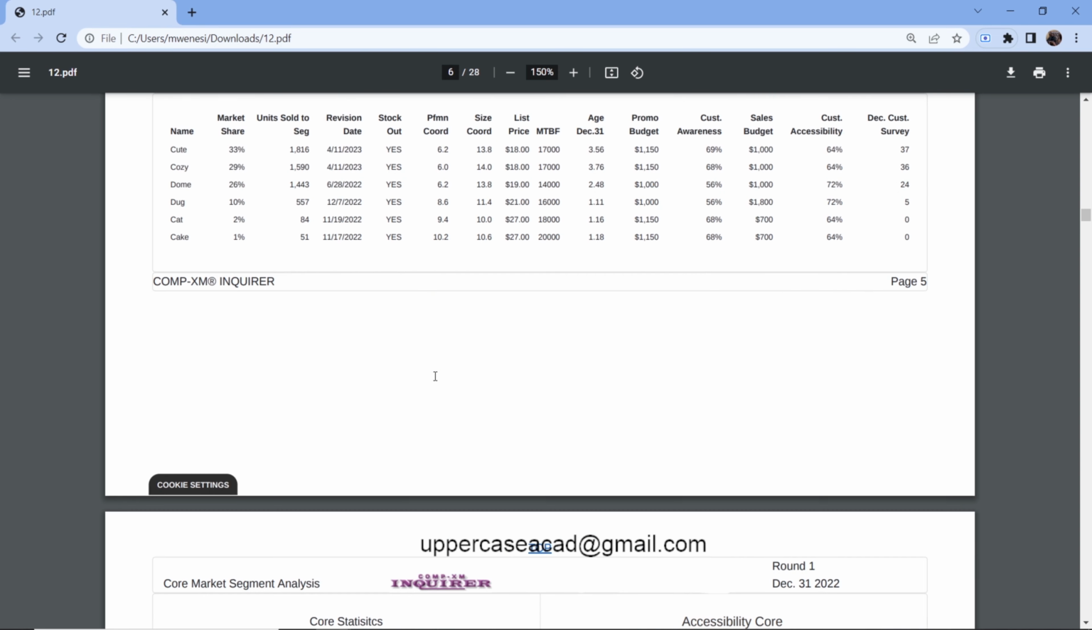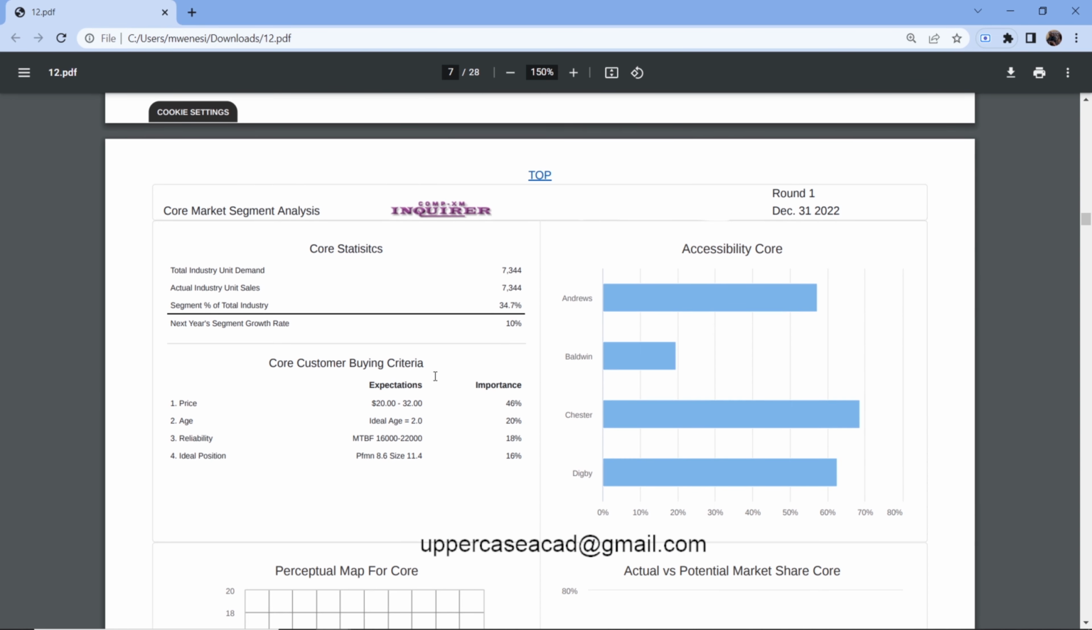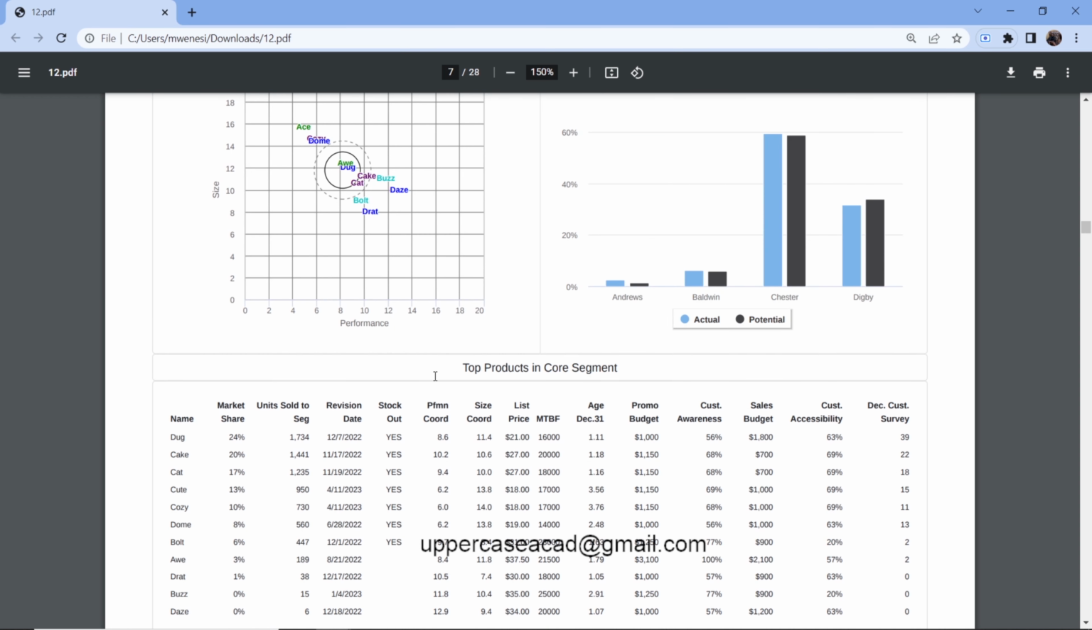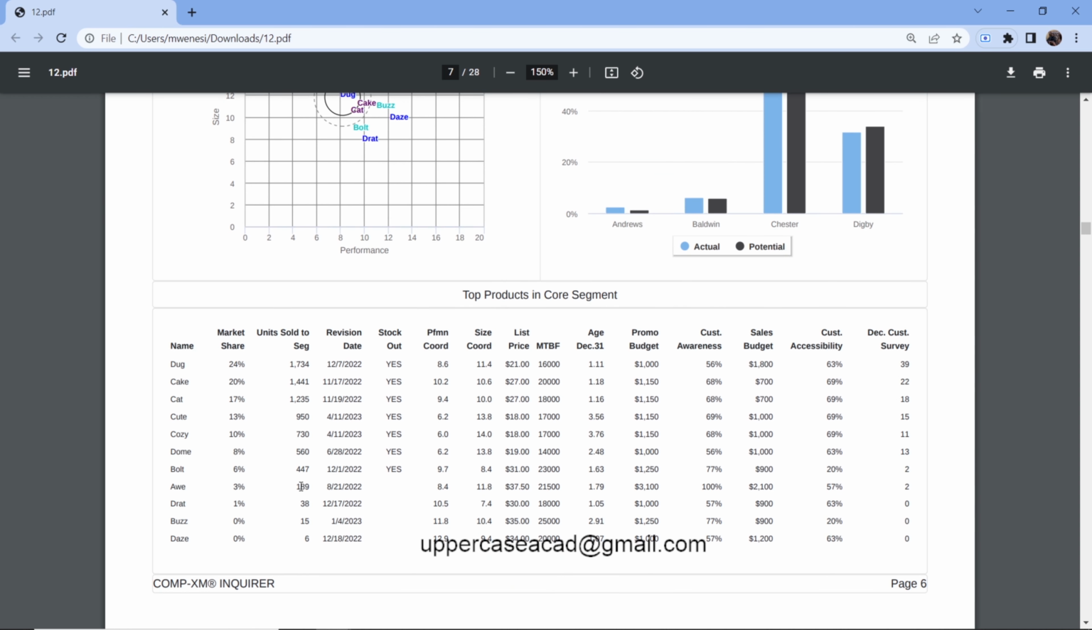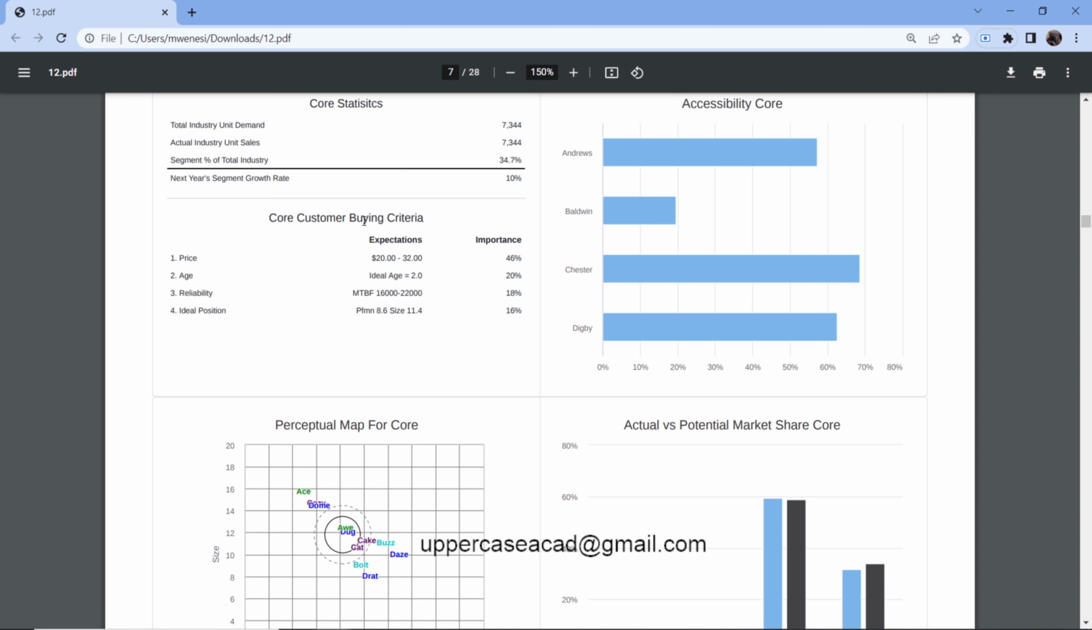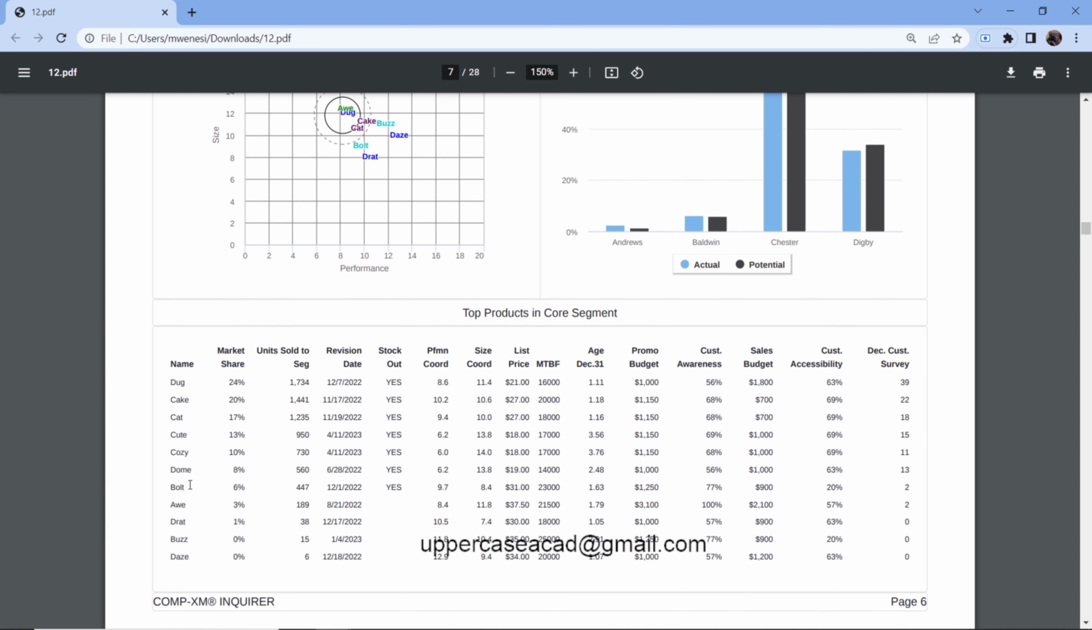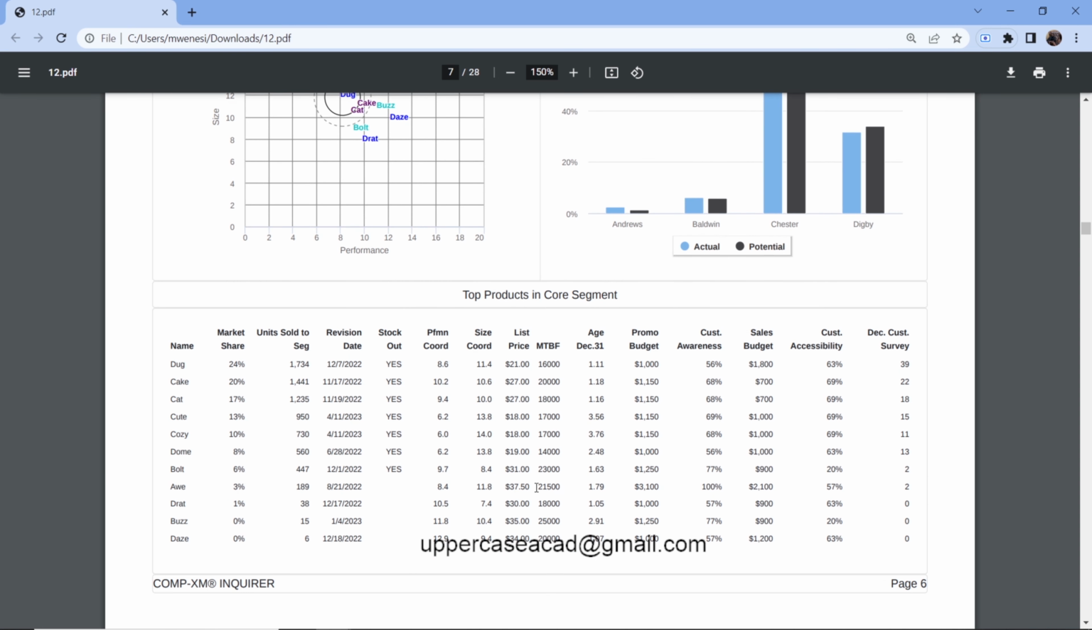If you move down to the Core market, you see that their product was L, and they sold 189 units. So this is their product. Under the Core market segment, customers value a price between $20 and $32. They priced theirs at $37. That's why you see they sold less than these other competitors.